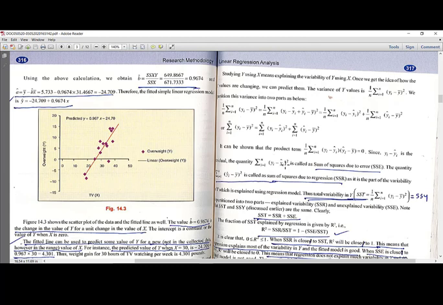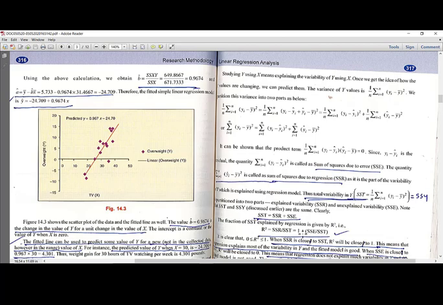And SSR is given here, sigma i equal to 1 to n (yi cap minus y bar) whole square. So this is the relation: SST equal to SSR plus SSE. The fraction of SST explained by regression is given by R square. So R square is expressed as SSR by SST, which can be written as 1 minus SSE by SST.